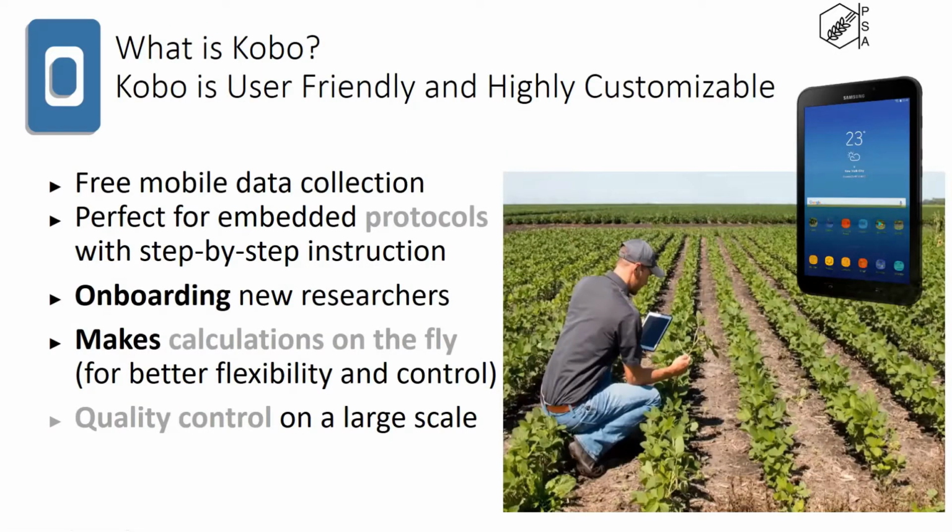What is Kobo? Kobo Toolbox is a free open source tool for mobile data collection, available for free to all. It allows you to collect data both offline in the field using mobile devices, as well as online with computers. Kobo is a way for us to share step-by-step instructions on new protocols with the team and onboard new researchers. It makes calculations on the fly, and by limiting the responses to only acceptable answers or units or adding reminders, Kobo offers quality control for a large team.